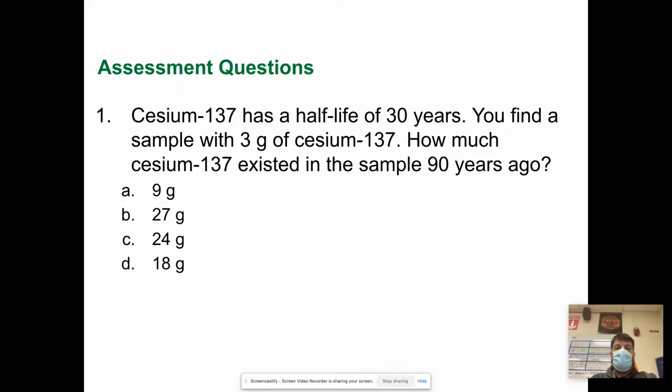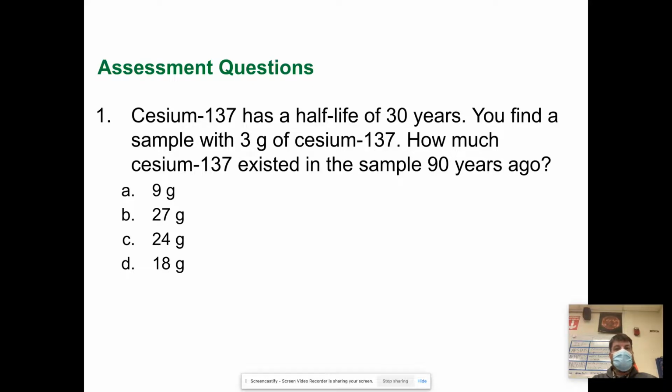Just a couple quick questions. If cesium-137 has a half-life of 30 years, and you find a sample with 3 grams, how much cesium-137 would there be after 90 years? Well, it'd be 1/2 times 1/2 times 1/2, right? Because that's 3 half-lives. So that'd be 1/8 of 3.